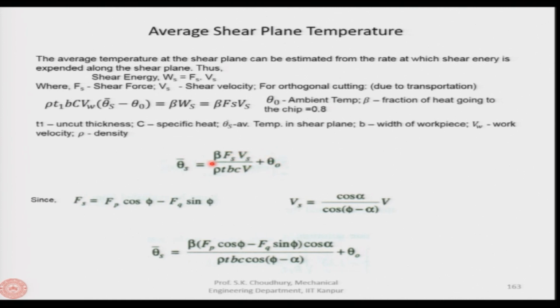Now, Fs we know from Merchant that Fs is equal to Fp cos phi minus Fq sin phi. If you remember, in the Merchant circle diagram we said that Fs is expressed through Fc and Ft. So, this is equivalent to Fc and this is equivalent to Ft. Vs we also found out from the sine rule, and then we put these values of Vs and Fs, and we get the final equation of the average shear plane temperature.